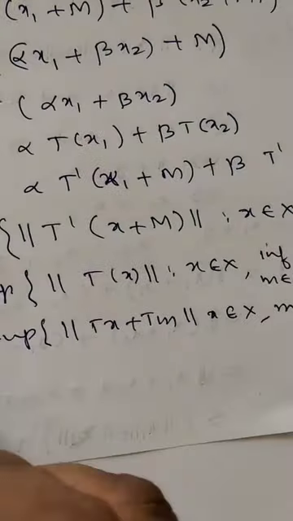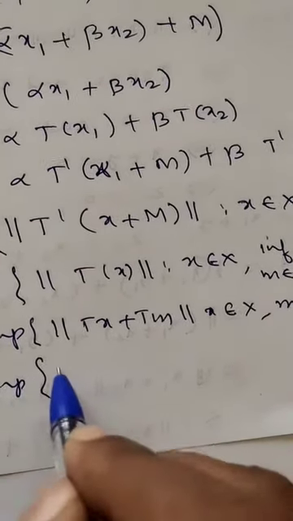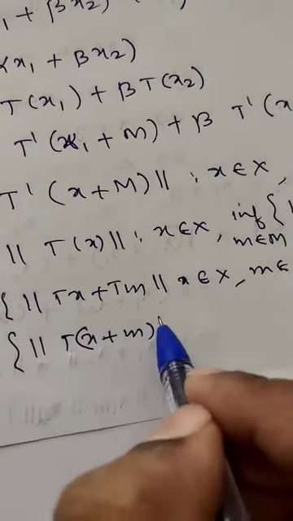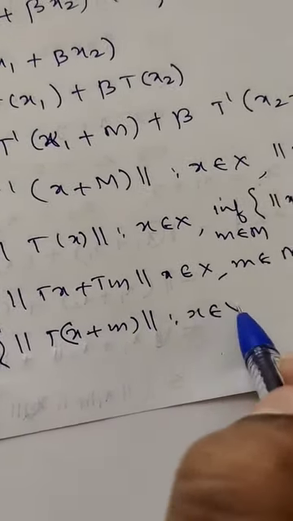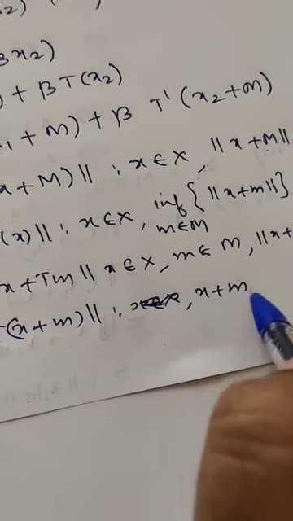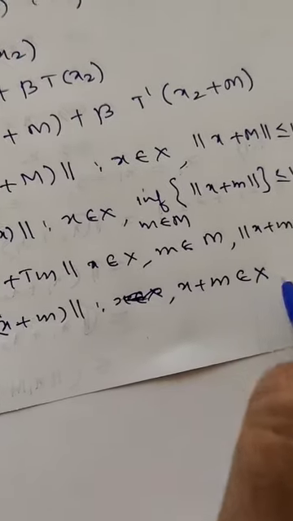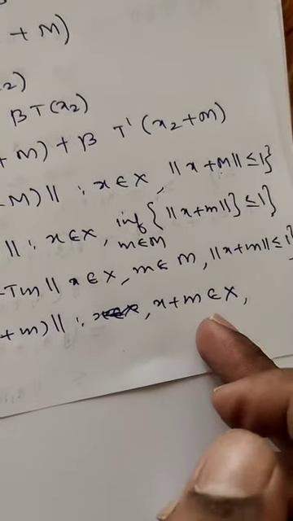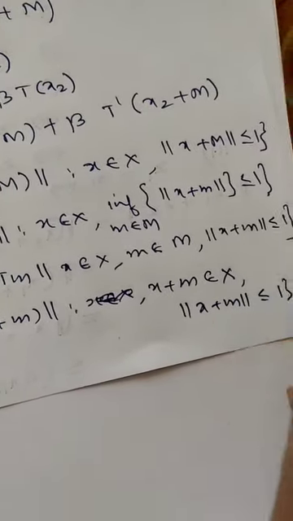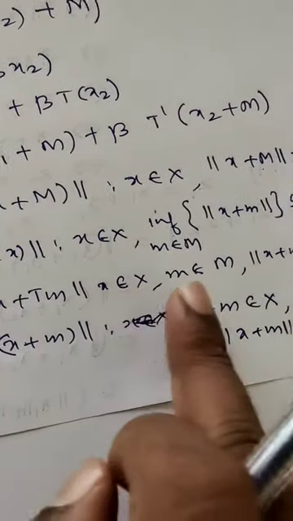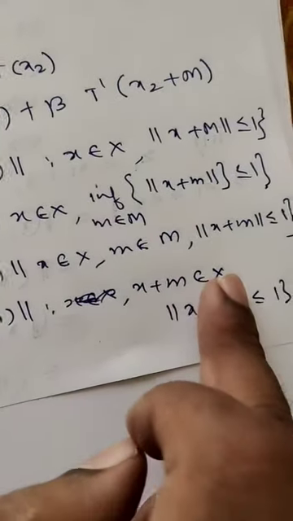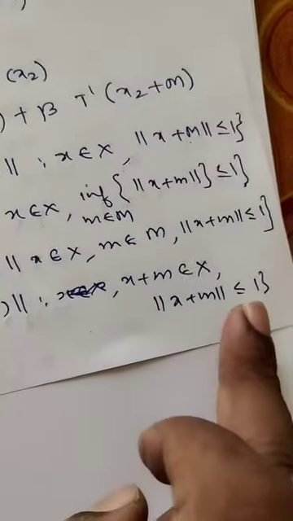Okay, so this is equal to the supremum of norm of T of (x plus m), because T is linear already. So x belongs to X, m belongs to M means you can say directly x plus m belongs to X, such that norm of (x plus m) is less than or equal to 1. Because look here, x belongs to X, m belongs to M, and M is a subspace of X, means x plus m is again an element of X. So norm of x is less than or equal to 1.